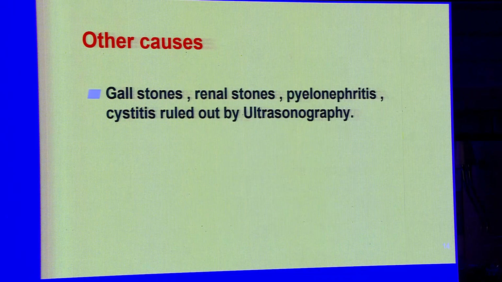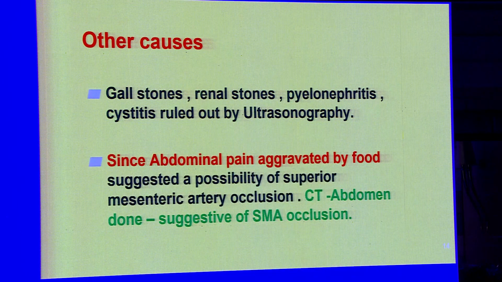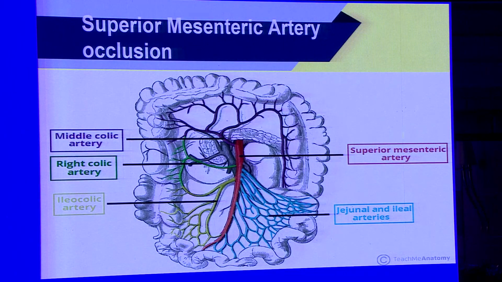So we wanted to rule out other causes because the patient continued to have pain. Gallstone, renal stone, pyelonephritis, cystitis, everything was ruled out by ultrasonography. Then, because the abdominal pain increased following food, we suspected the possibility of superior mesenteric artery occlusion, and we did a CT scan. The CT scan showed ischemia, not a necrosis, with a paper-like thinning of the small intestine.